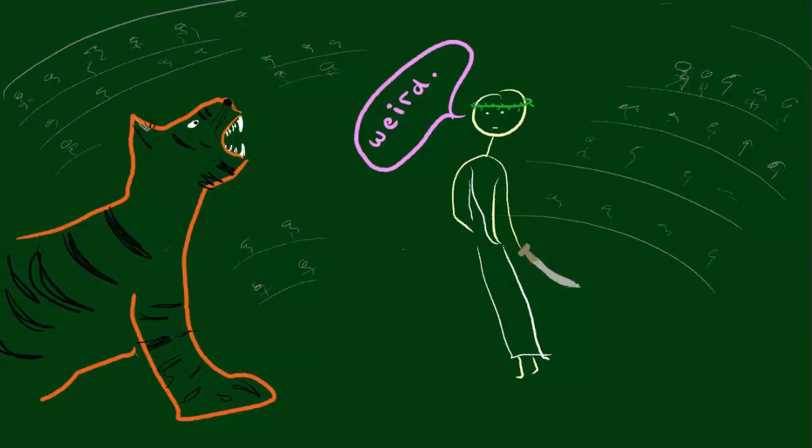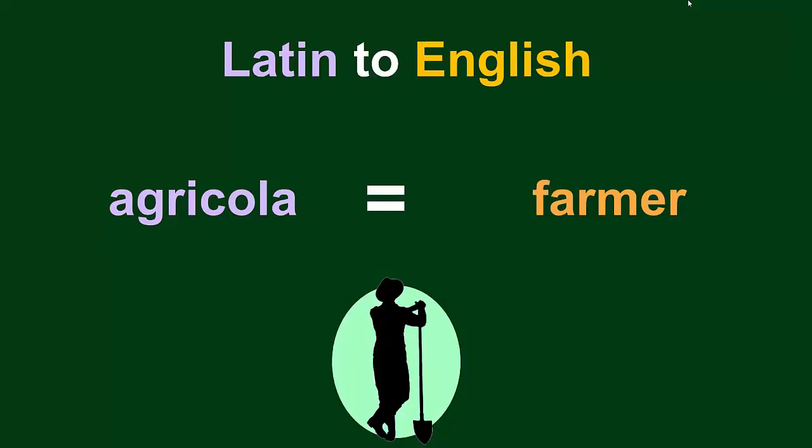So guess how many articles Latin has? None. That's right, there are no articles in Latin. There's no word for the, and there's no word for a either. What that means is that when you translate Latin into English, you have to supply it. For example, agricola could be translated as farmer, the farmer, or a farmer. But we'll practice more with this later.